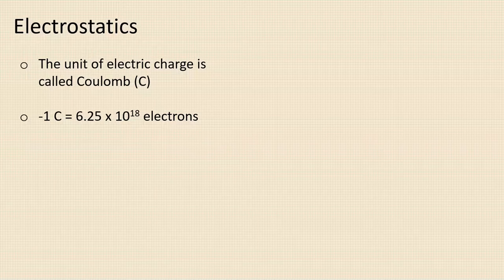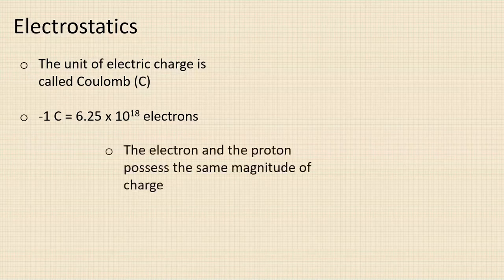The electron and the proton, it turns out, actually have the same magnitude of charge. Even though the proton is 2,000 times more massive than the electron, they still have the same amount of charge. So if you wanted to have a positive 1 coulomb worth of charge, you would essentially need 6.25 times 10 to the 18th protons to get that amount of charge.